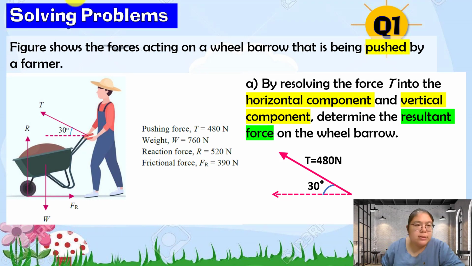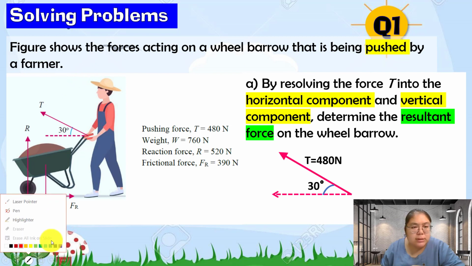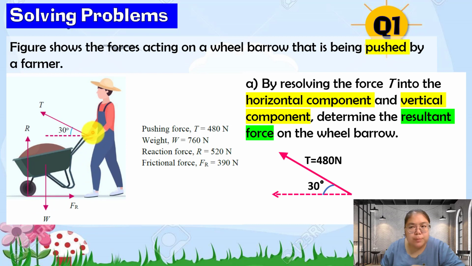Okay, first one, the question shows a figure of the forces acting on a wheelbarrow being pushed by a farmer. From here we are going to see the forces. This one is the pushing force. The farmer will push the force up, lifting up the wheelbarrow with the tension. There's a force T, we call it the pushing force, which is 480 Newton with an angle of 30 degrees.